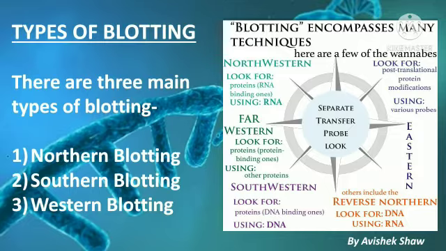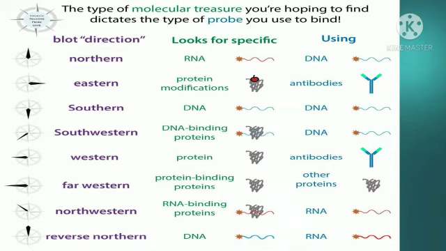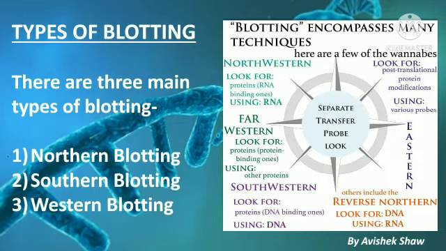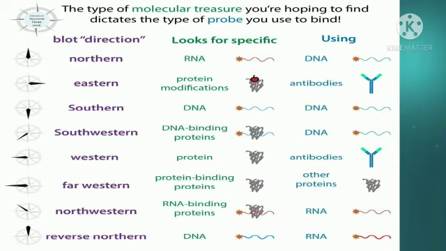Blotting is of several types. The most used are northern blotting, which is used for RNA detection, western blotting, which is used for protein detection, and southern blotting, about which we learned in our previous video, where we detect DNA. However, apart from southern, northern, and western, there is eastern blotting too, where we look for specific protein modifications. Apart from that, far western blotting, southwestern blotting, northwestern blotting, and reverse northern blotting are also there.